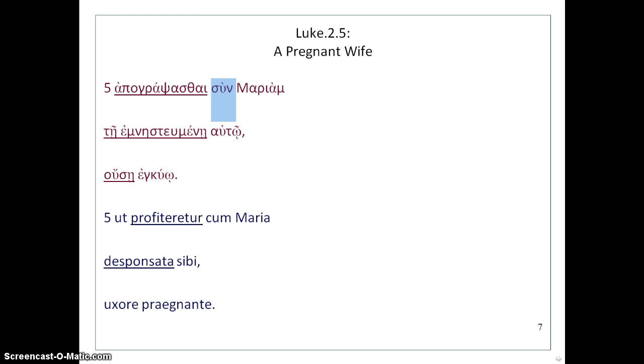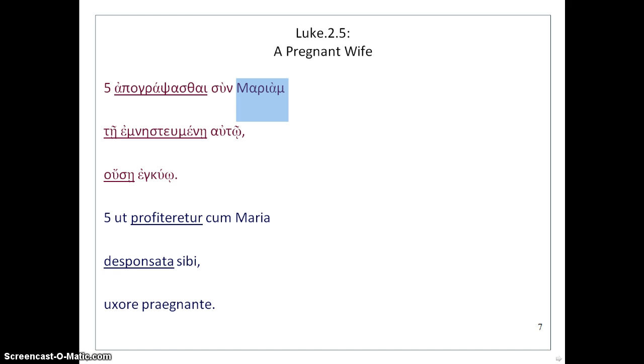In Latin, we have the phrase cum Maria. We are familiar with the Latin preposition cum, meaning with, from its use in expressions for honors in college degrees, such as in cum laude, magna cum laude, and summa cum laude.